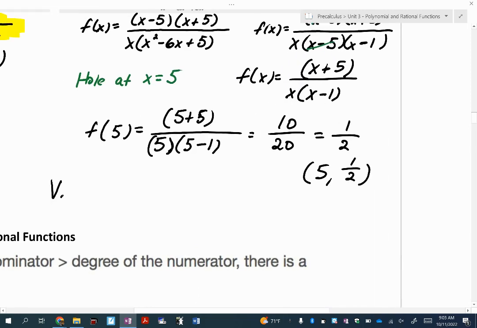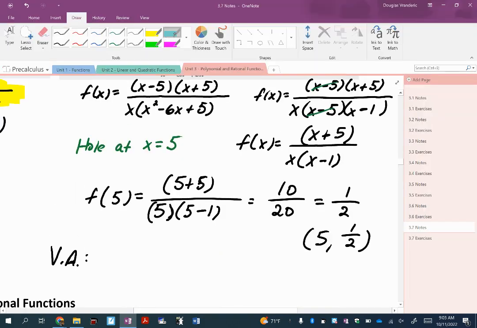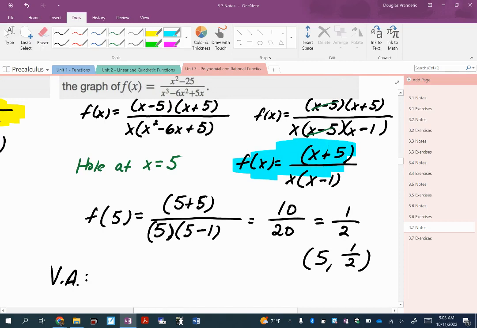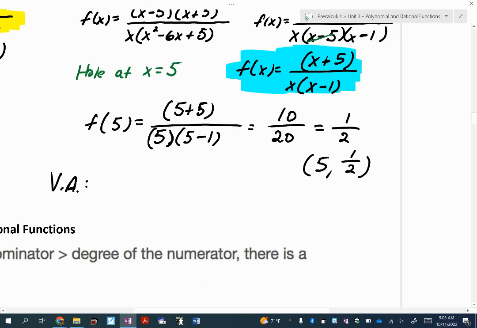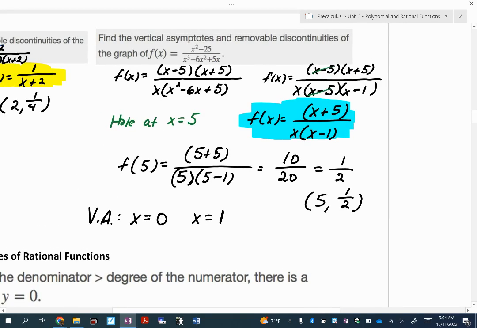Now, in terms of my vertical asymptotes, if I'm looking at the remaining function, right, this right here is my remaining function once the hole has been accounted for. And if you look at the denominator, we have x cannot be equal to 0, right? That's that lone factor of x. And also x cannot be equal to positive 1. All right, so that's my other vertical asymptote. So that's all the asymptotes and the removable discontinuity for this other one.